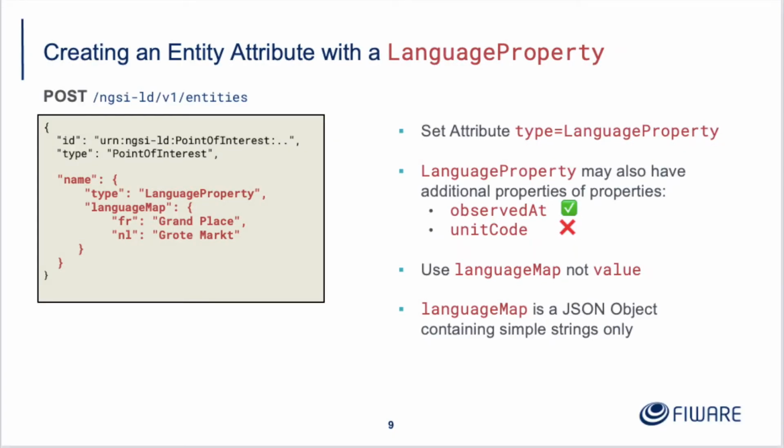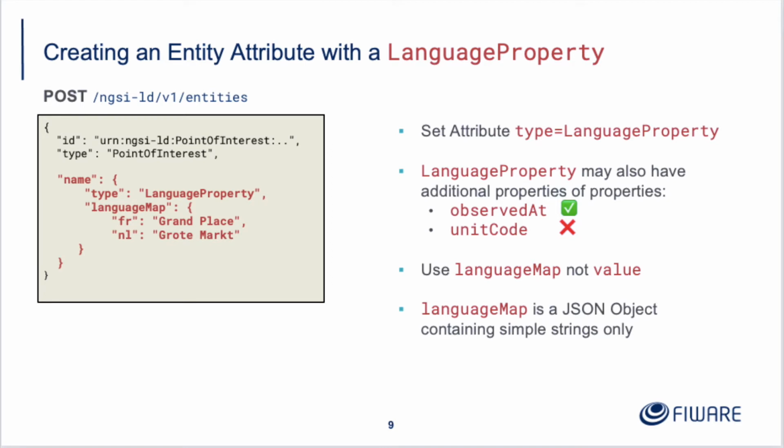Creating an entity with a language property, it's a post like you'd expect. It's just adding in a property, and you just set the type to language property, rather than just plain property. It's a kind of subclass of property. Unlike ordinary properties, it does not have a value sub-attribute. It's got a language map sub-attribute because it needs to be treated differently.